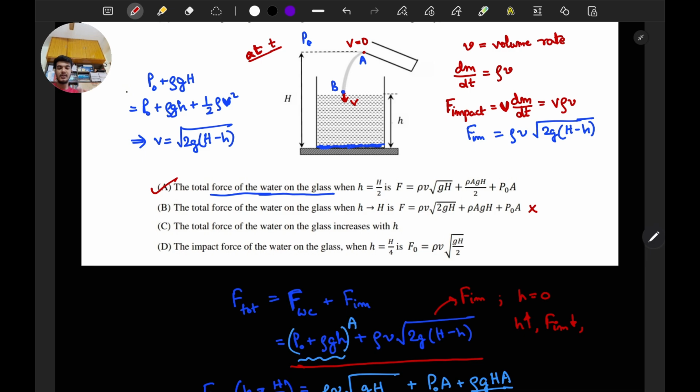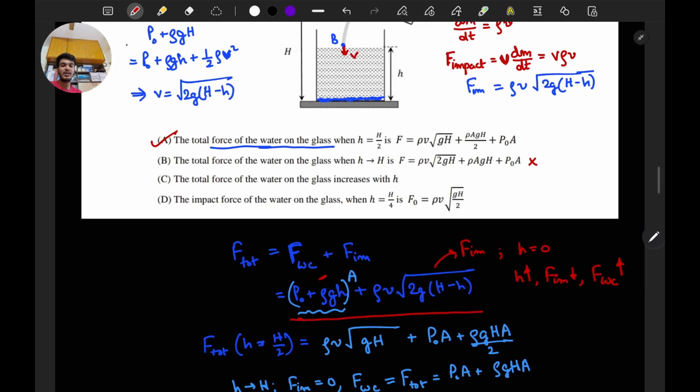But on the other hand, the force of water column was small when H was zero, and as H started to increase, the force of water column started to increase. Let us try to analyze this. The force of impact was there at the very beginning and then started to decrease. The second part, the force of water column, which contributes to the total force, started to increase.